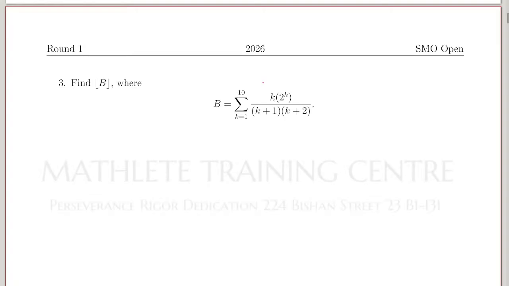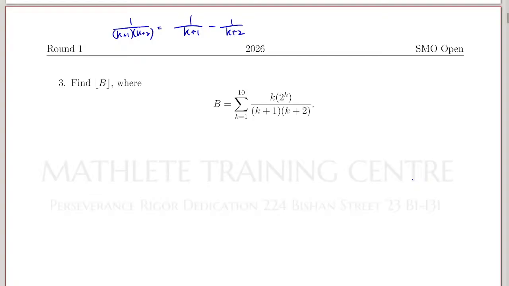But if I'm looking for anything that may be slightly familiar, then you might recognize that the denominator here looks slightly familiar, because we have 1 over k plus 1 times k plus 2. We know that this can be written as 1 over k plus 1 minus 1 over k plus 2, right?